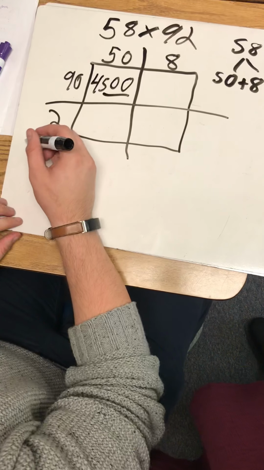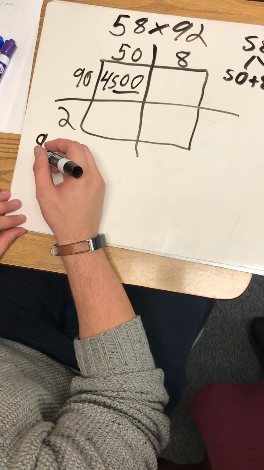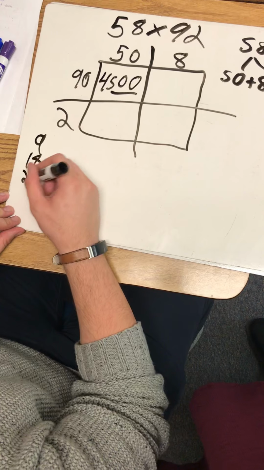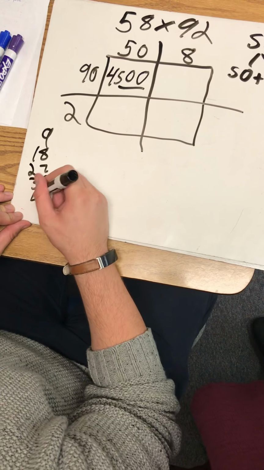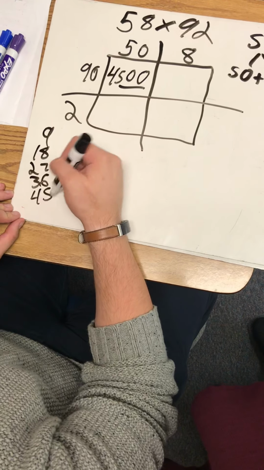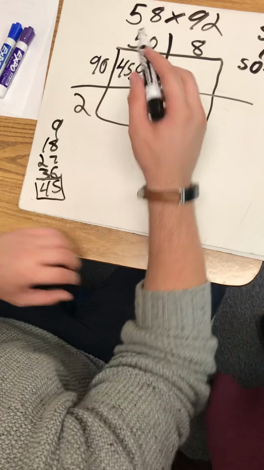And if I'm struggling, I'm going to go ahead and list my multiples out to the side by skip counting. I skip counted 9 5 times and saw that I got 45.